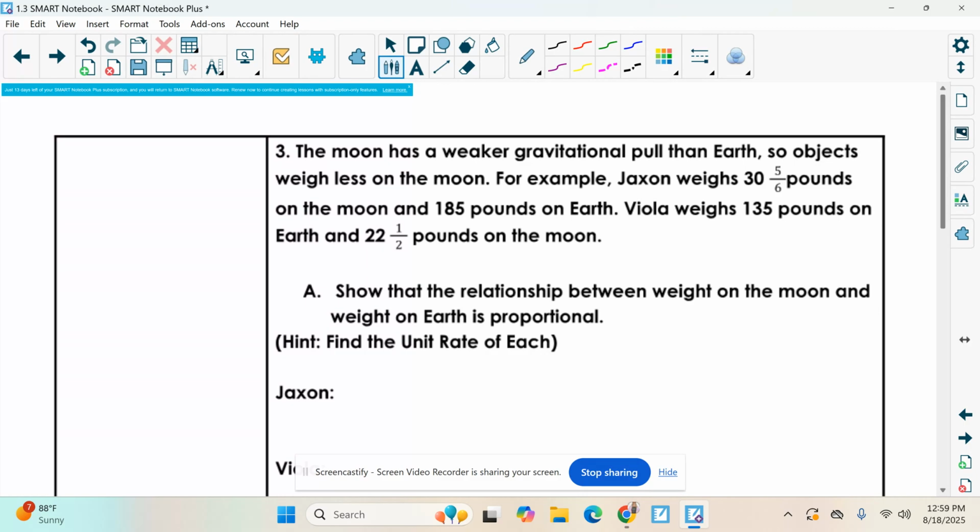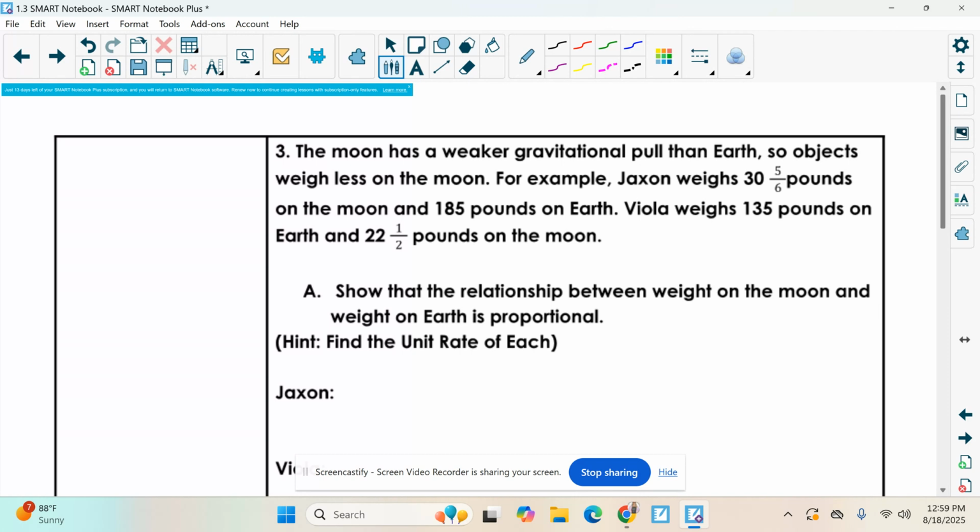Okay, number 3. The moon has a weaker gravitational pull than Earth. Did y'all know that? There's more gravity on Earth than there is on the moon, right? So objects weigh less on the moon, because gravity is what's pushing you down. For example, Jackson weighs 30 5/6 pounds on the moon and 185 pounds on Earth, while Viola weighs 135 pounds on Earth and 22.5 pounds on the moon.